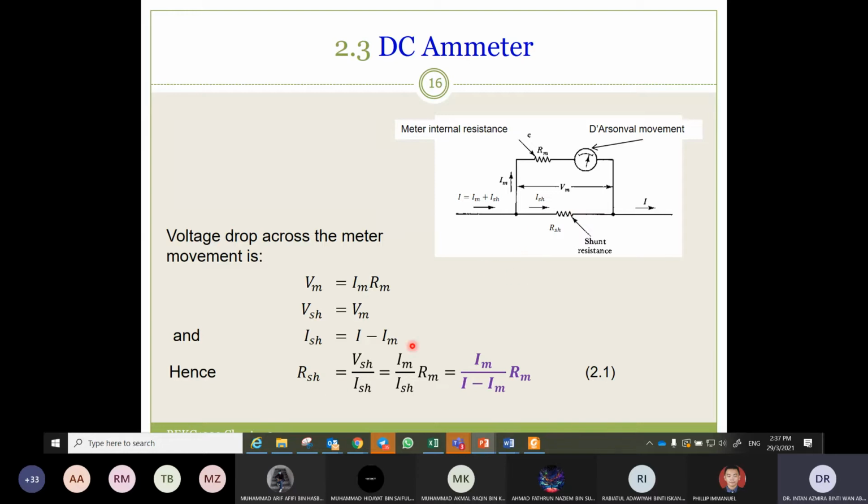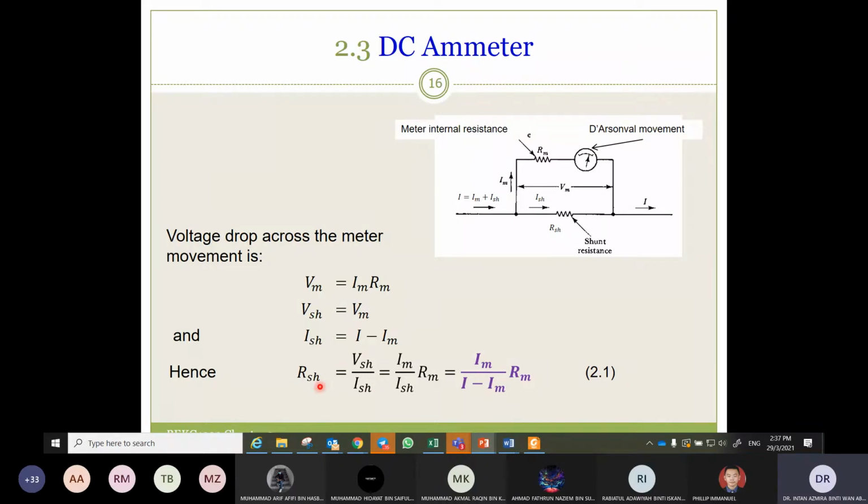Can you understand? Okay, so Vm is equal to Im Rm. This is the principle of what? Ohm's law. Ohm's law, good.